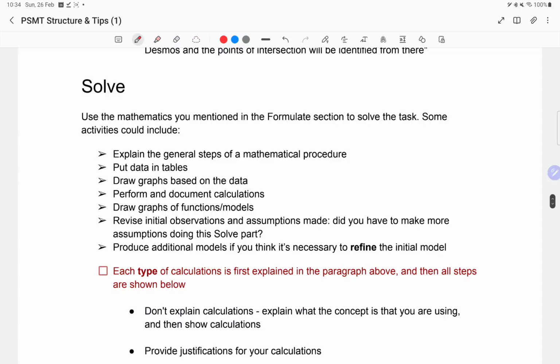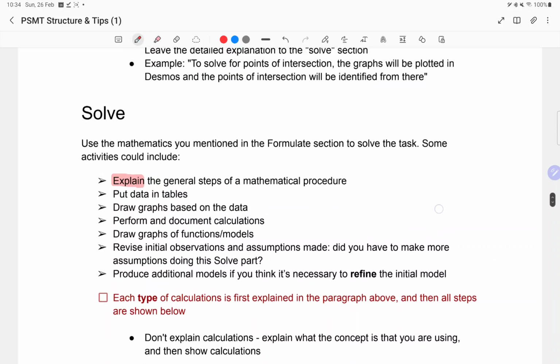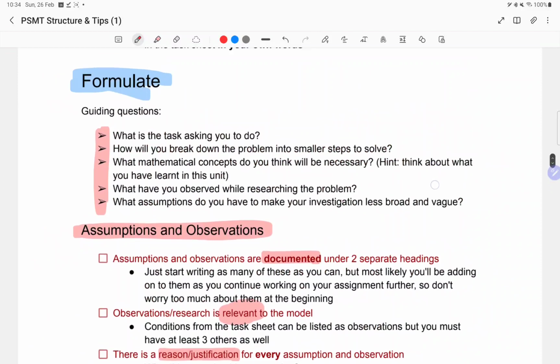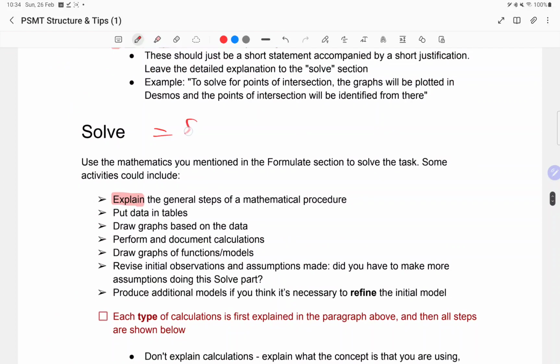Next would be the solve section. Okay, so I've listed out a bunch of activities you can do. So explain the general steps of the regression, or normally when you're explaining, it's like showing the data is put into the graphics calculator, and then these features are used to create the model, and the final model is whatever. Is that the methodology? No, that's a solve, because in solve you show results. So remember, in formulate you're planning. Formulate is like planning what to do, and then in the solve is when you show results, and actual calculations.